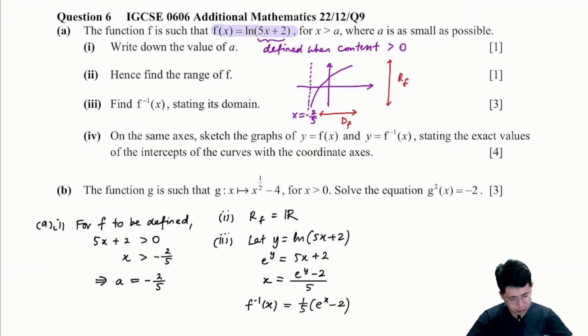Okay, so what is the domain over here? The domain is actually, now, the concept is domain of f inverse is equal to the range of f. Okay, so what was the range of f just now? Whole of the real number line. Okay, so this is how we get part 1, 2, and 3.